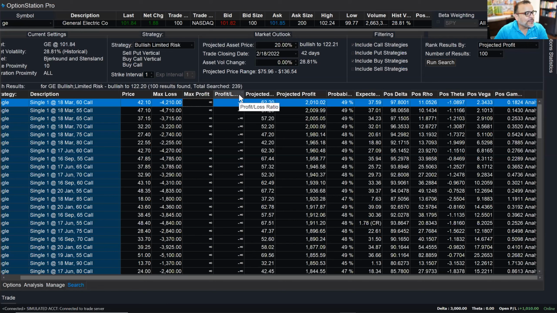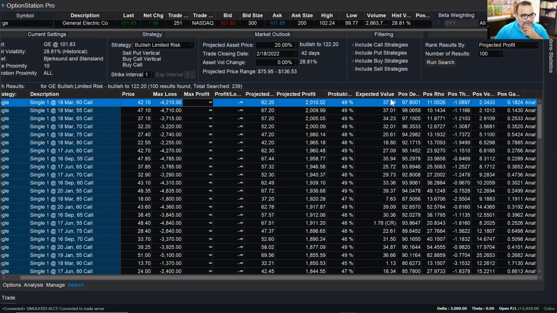All right, we have here something called profit loss ratio. Here's the projected price of the actual call that you're trading. If you're trading a call and it's going to cost you 42, it's expecting the call to go up to 62 so that you can make those $20 per share or $2,000. You have the probability of profits. This is expected value. Then you have delta, rho, theta, vega. So you have a lot of information about this particular position.